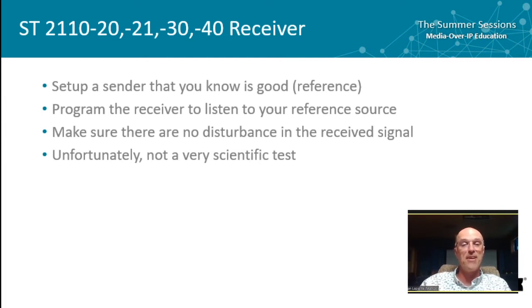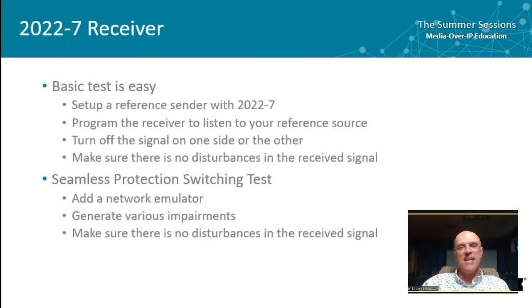Unfortunately, it's not a very scientific test, but it's kind of hard to measure a receiver other than making sure it actually works properly. And so the secret here is to use a proper sender, like something that you can trust. So other tests that are done on a receiver are for -7.